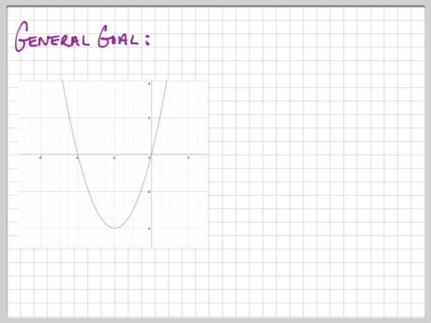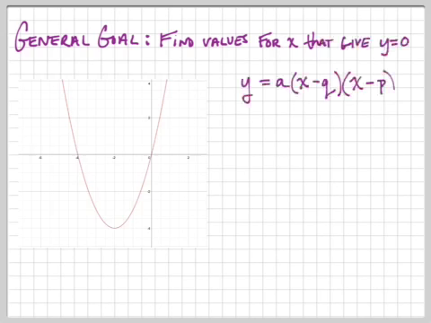So here's our general goal for these parabolas. I want to find values for x that give y equals 0. And we're going to use something called the zero product theorem. It sounds scary, but it's really pretty easy. What operation does product mean? Multiplication. So that's a zero multiplication property.